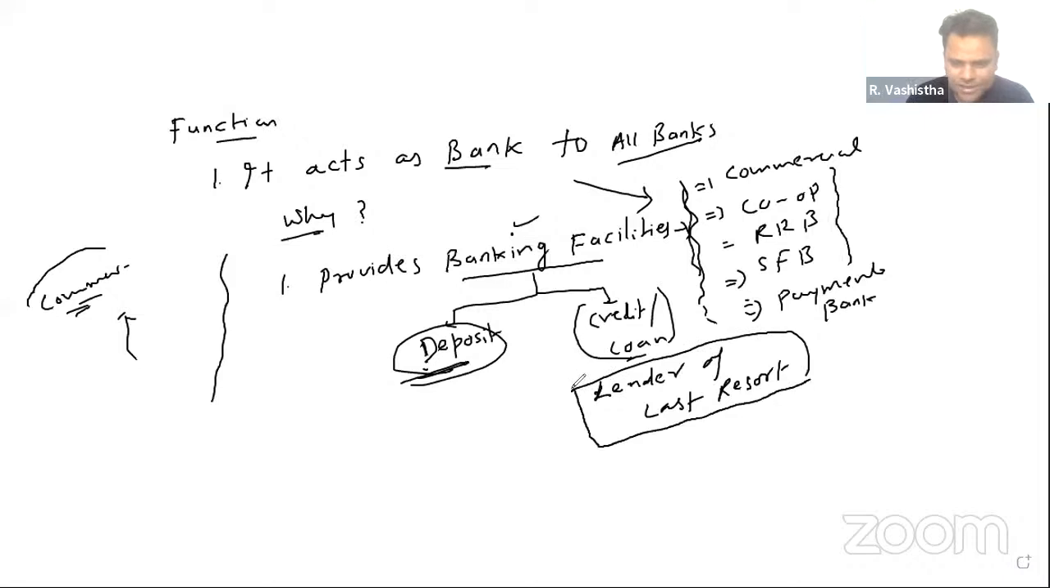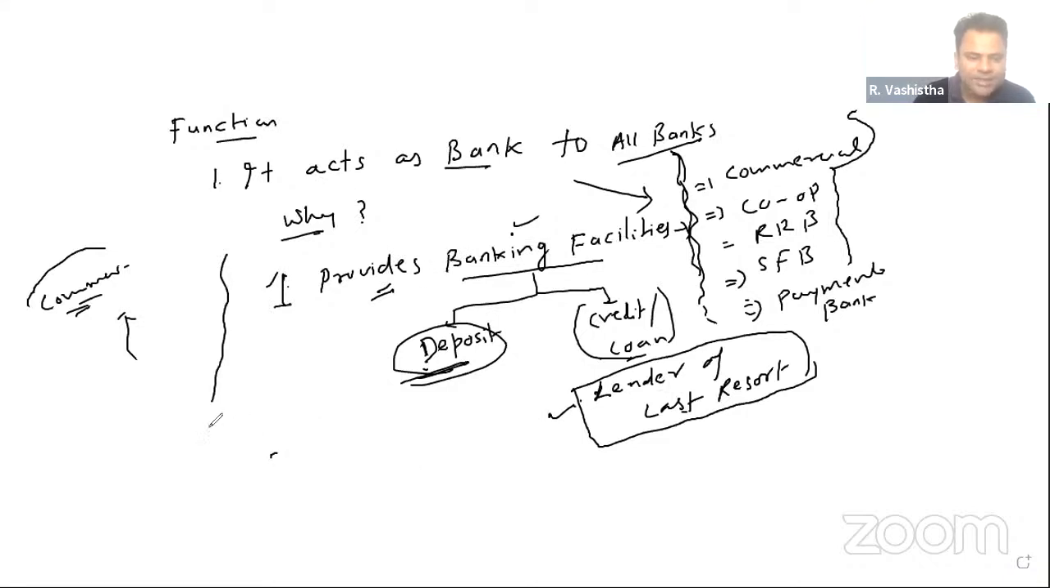And why is this so? Because if commercial banks fail to acquire required sums of money, eventually it approaches whom? The RBI, right? Ultimately, it gets the money from the Reserve Bank of India, and that is why Reserve Bank of India is called lender of last resort, right? So this is the first reason we consider RBI to be the bank to all banks, because it provides banking facilities to all these banks.